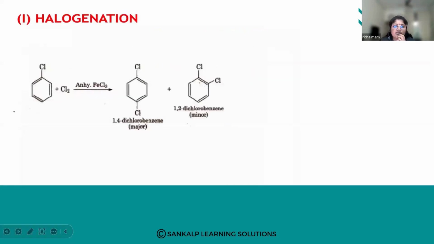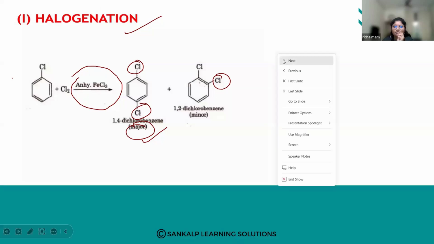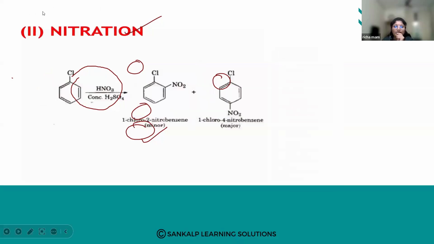This is your chlorobenzene. When you react it with Cl2, that is your halogen, in the presence of a catalyst like anhydrous FeCl3, I got 1,4-dichlorobenzene. This is a para-substituted benzene, and here I got an ortho-substituted benzene. Para-substituted products are more stable as compared to the ortho. Very important, any electrophilic substitution may be asked. So this is a halogenation reaction. Next is nitration. How is the nitration carried out?